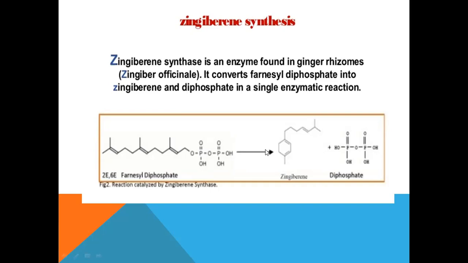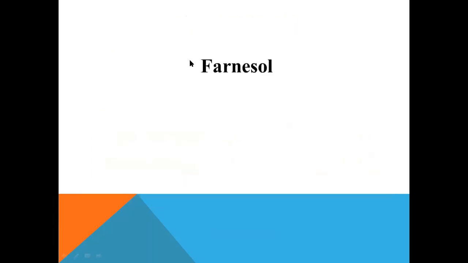This changes into gingiberine and diphosphate. It breaks down into gingiberine and diphosphate in the presence of an enzyme called gingiberine synthase. So in the presence of gingiberine synthase, the ginger rhizomes, which contain farnesyl diphosphate, convert into gingiberine and diphosphate. That is about the synthesis of gingiberine.